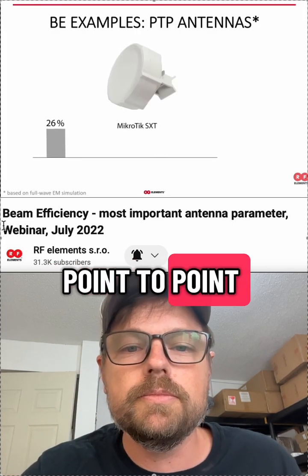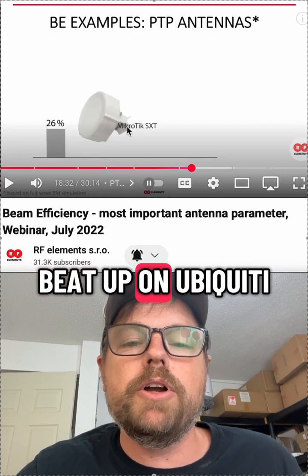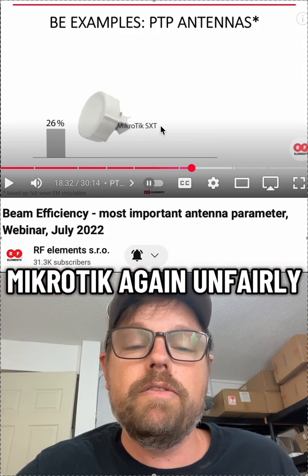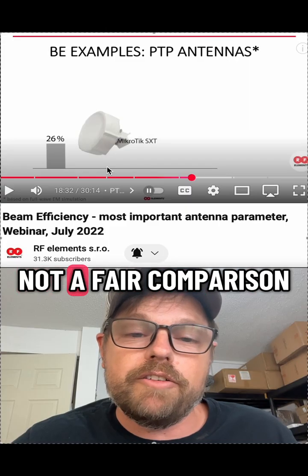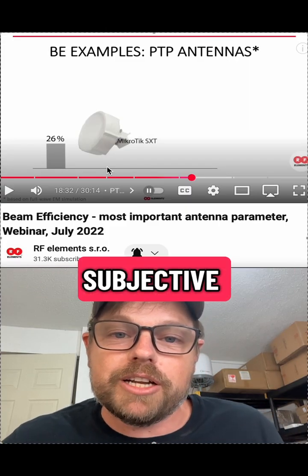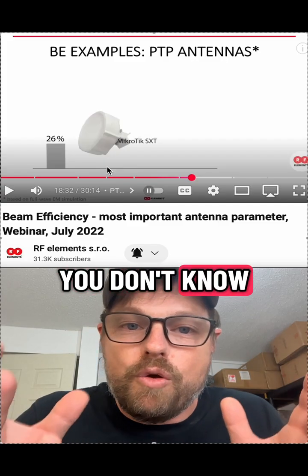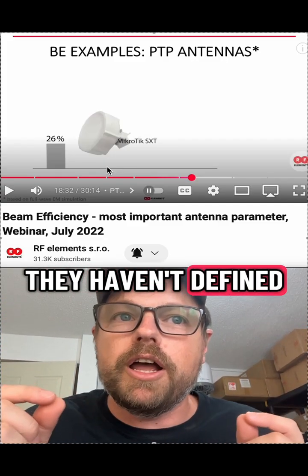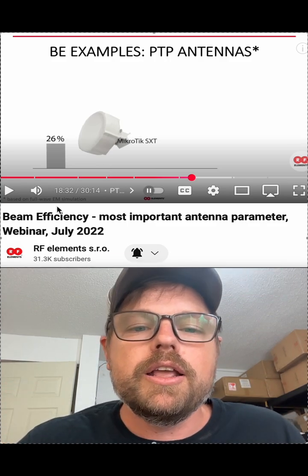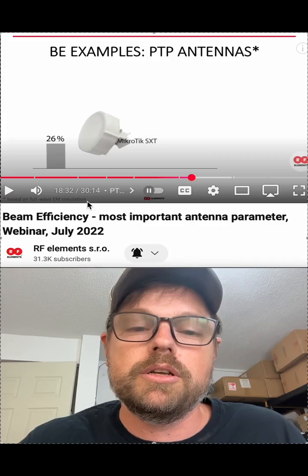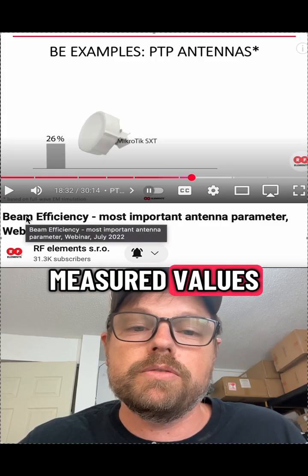Likewise with the point-to-point antennas. So they just beat up on Ubiquity and now they're beating up on MikroTik. Again, unfairly. So this is not a fair comparison. They're not showing us the work. They've got this subjective beam efficiency. You don't know where the main lobe ends and the side lobe begins. They haven't defined the first null. These are electromagnetic simulations. These are not measured values.